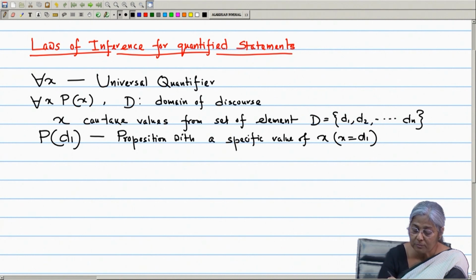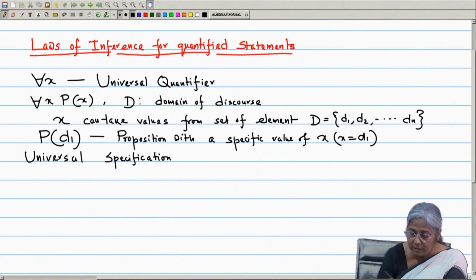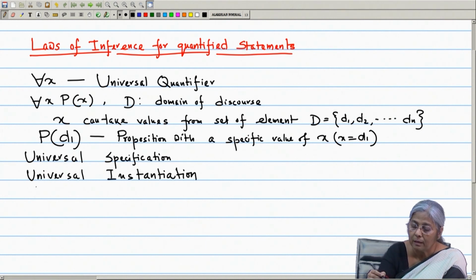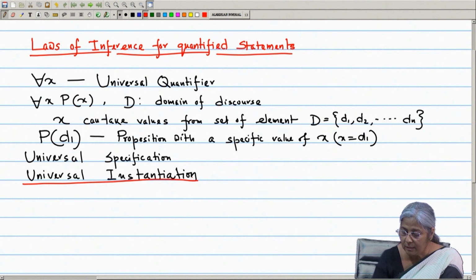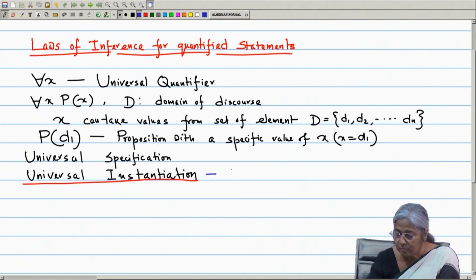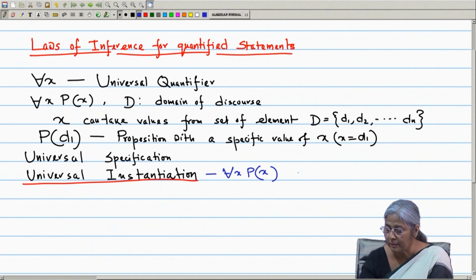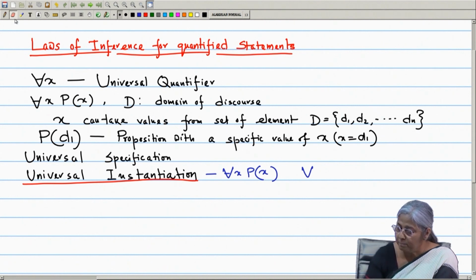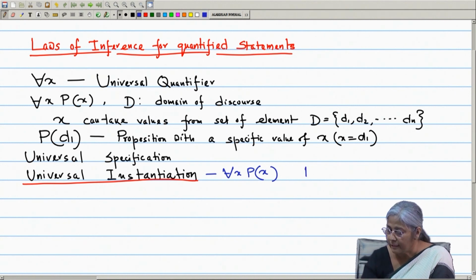This is called the specification. So, for all x p x, if I write p d1, this is called the universal specification or universal instantiation. I write that for all x p x, and I replace this by p d1.